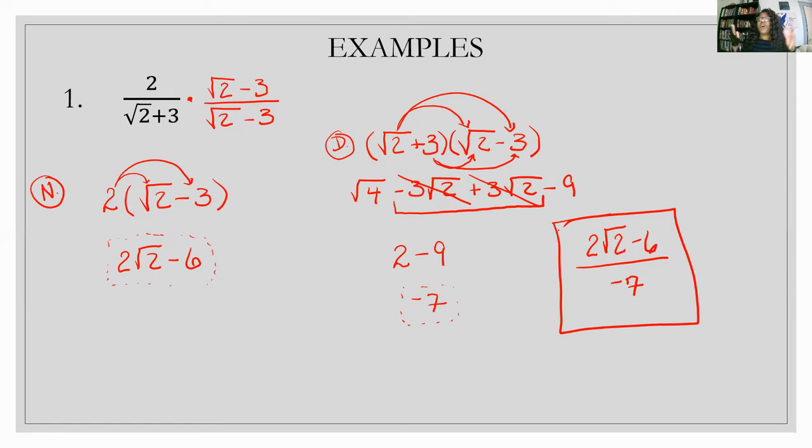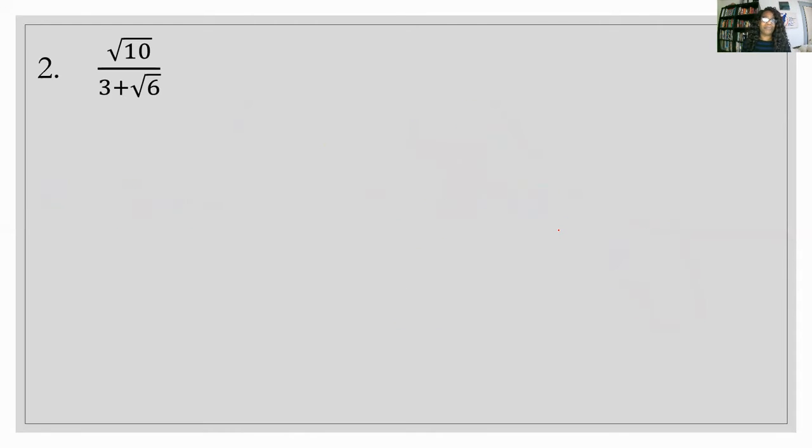Okay? So it all starts off with the conjugate. After you do the conjugate, now you're multiplying. So you're either doing the distributive property or you're doing FOIL. But I did promise you that there is a shortcut, right? Let me show you on the next one.